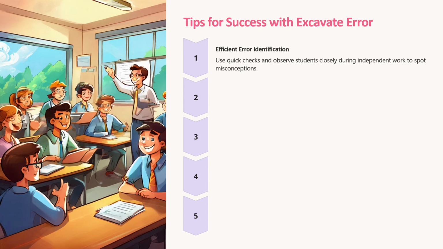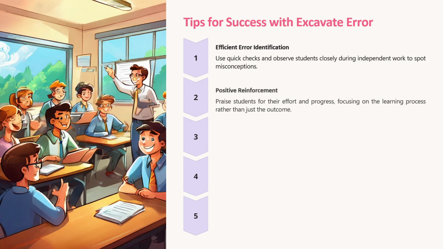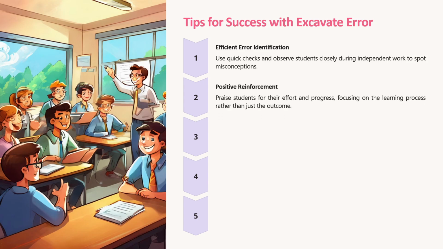First is efficient error identification, wherein we use quick checks. Examples of these are exit tickets or short quizzes to identify common errors, and we observe students closely during independent work to spot misconceptions. Second is positive reinforcement, wherein we praise students for their effort and progress, even if their answers are incorrect, and we focus on the learning process rather than just the outcome.